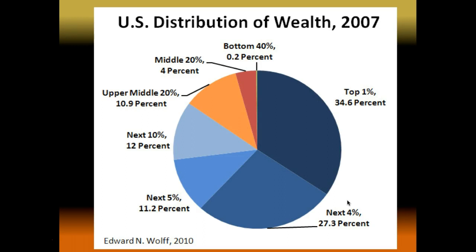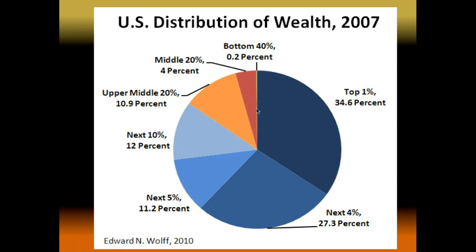This is a chart that shows the distribution of wealth in the United States, and this is from 2007, so a decade ago. And what I think is most striking here is the bottom 40% of the population in America holds 0.2% of American wealth. If you include the next highest percentage, the middle 20%, middle class, holds 4%. So the bottom 60% of Americans consume and get 4.2% of American dollars.